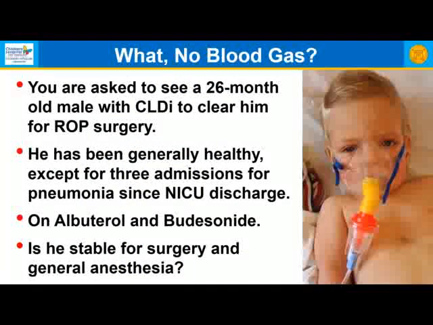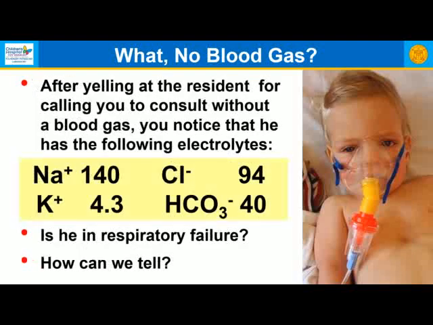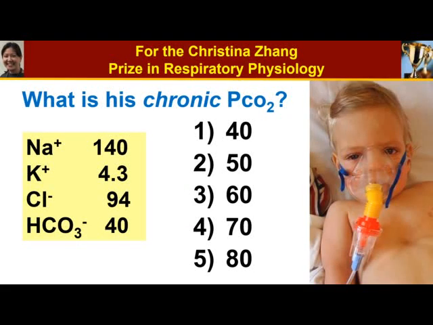All right. Similar story, asked to see a 26-month-old male with chronic lung disease of infancy to clear him for retinopathy of prematurity surgery. He has generally been healthy except for 3 admissions for pneumonia since NICU discharge. He's on albuterol and budesonide. Is he stable for surgery and general anesthesia? After yelling at the resident for calling you to consult without a blood gas, you notice the following electrolytes: sodium 140, K 4.3, chloride 94, bicarb 40. Is he in respiratory failure? How can you tell? So what is his chronic PCO2?